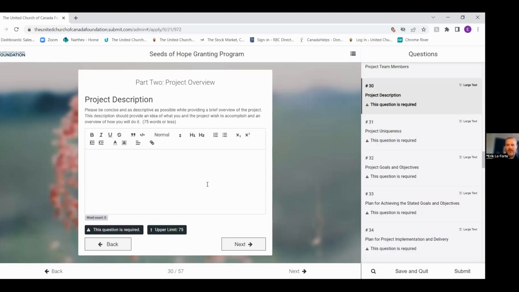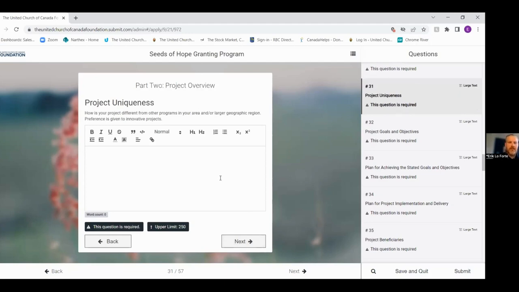So throughout this webinar, I'm going to use the example of a United Church camp installing gender-neutral washrooms as their proposed project. So in the project description, they might say, by the summer of 2024, we would like to install 4 gender-neutral washrooms, which will help us do X, Y, Z. Again, it's really clear, concise. I can read it and say, yes, this is what this group is trying to accomplish.